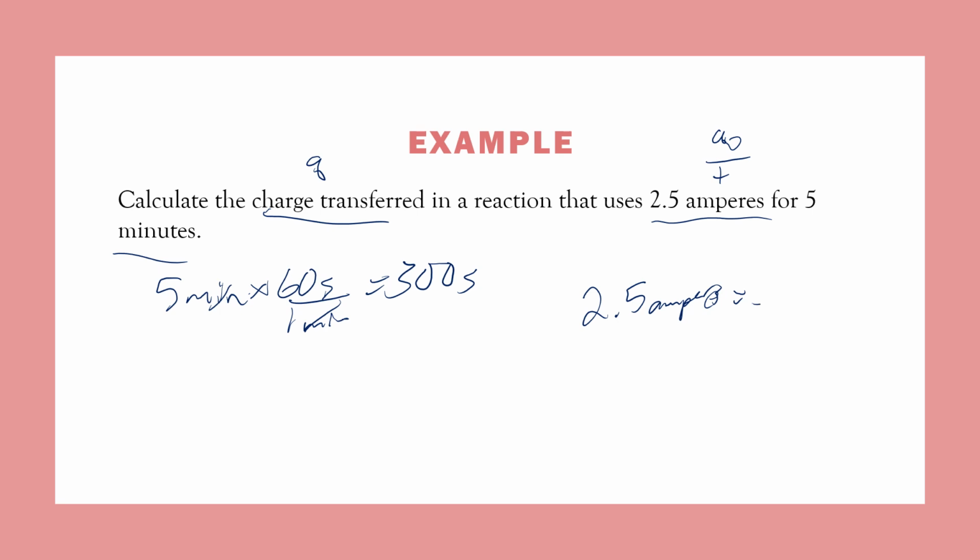And then I know my amperes is equal to Q over T. We're looking for Q. We know our time in seconds is 300. Multiply both sides by 300, you get 750. And my unit for charge is coulombs. So the quantity of charge for 5 minutes of 2.5 amps is 750 coulombs.